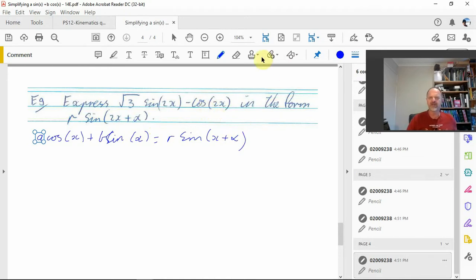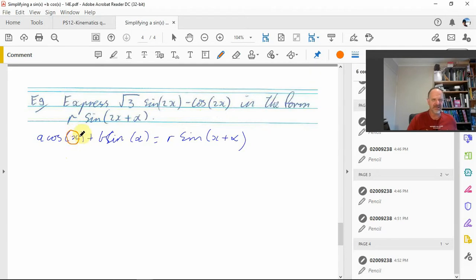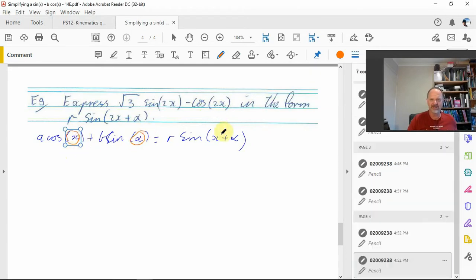All right, so the textbook does a different method to what I'm going to do. What I'm going to do is say, okay, this x that's here, and this one here, and this one here, if I replace that with 2x, so I'm working with a cos 2x plus b sine 2x equals r sine 2x plus alpha. And I'm going to work with that.